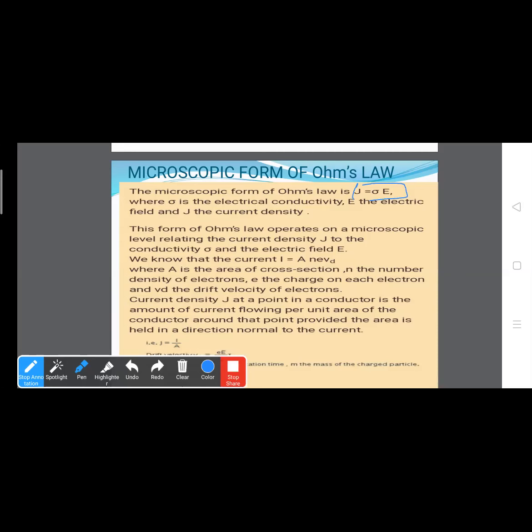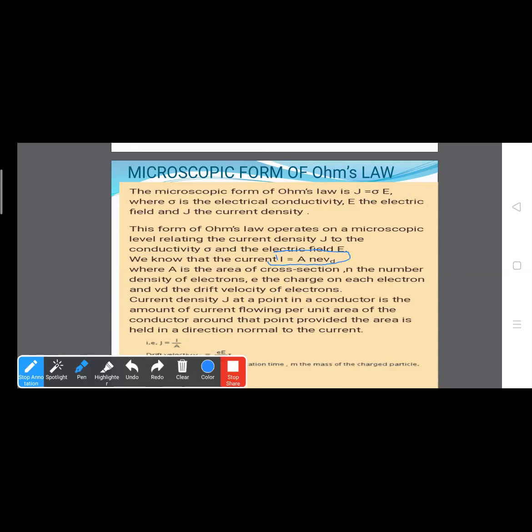So the conductivity sigma and electric field E. So it's the microscopic behavior of Ohm's law. We know that current is given by I equals n e A vd. We already discussed it.